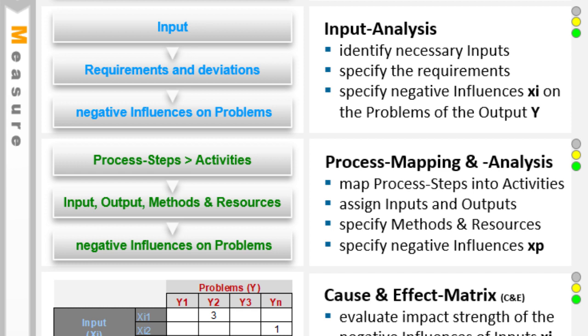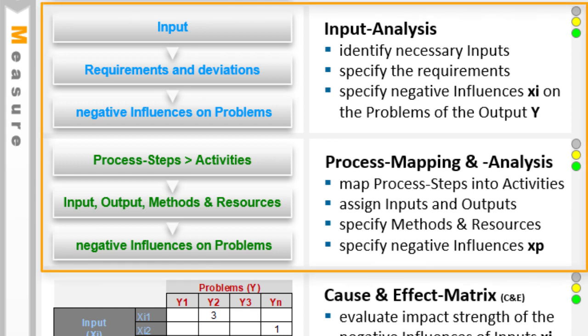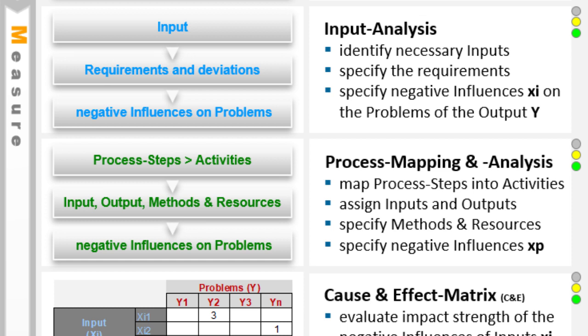which trigger the problems. These axes in the input and the activities of the process, in the used methods and resources, together with hypotheses about the relationship, serve to solve the central equation of Six Sigma. y is a function of x.